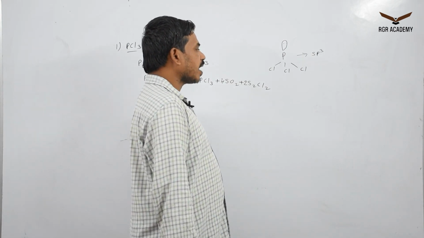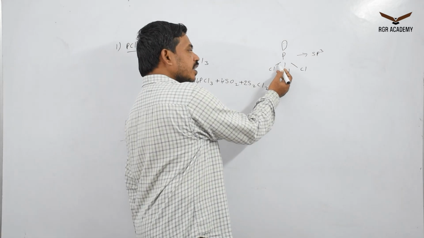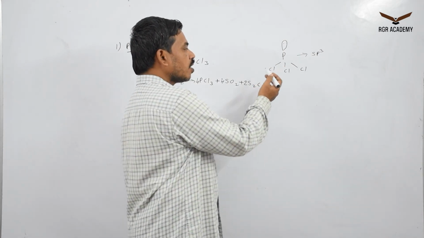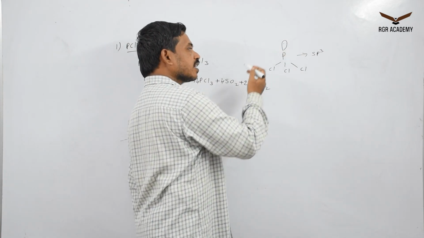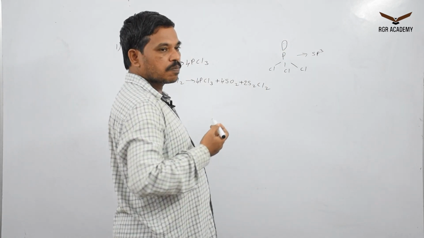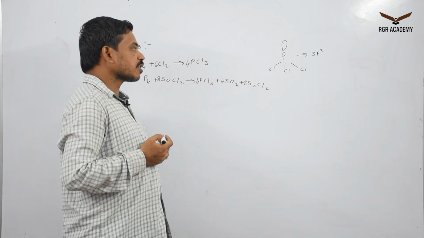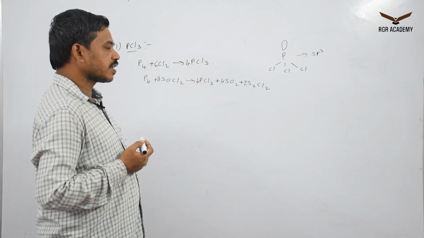Of the 4 sp3 hybrid orbitals, 3 sp3 hybrid orbitals contain unpaired electrons. It forms how many sigma bonds? 3 sigma bonds. 1 sp3 hybrid orbital contains the lone pair. It has which shape? Pyramidal structure. Phosphorus trichloride has a pyramidal structure.